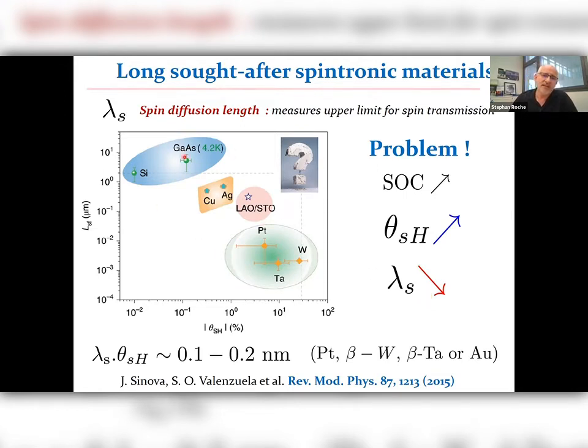So if you look at the correspondence, what you would like to achieve is really to come to this upper right part of the graph, where you maximize both of them. And one important point here is to keep in mind the fact that with these conventional materials, the product of spin lifetime times the spin Hall angle is on the order of 0.1 nanometers. So the absolute value of this product doesn't mean really anything. What is important is that maximizing both quantities means enhancing this number.